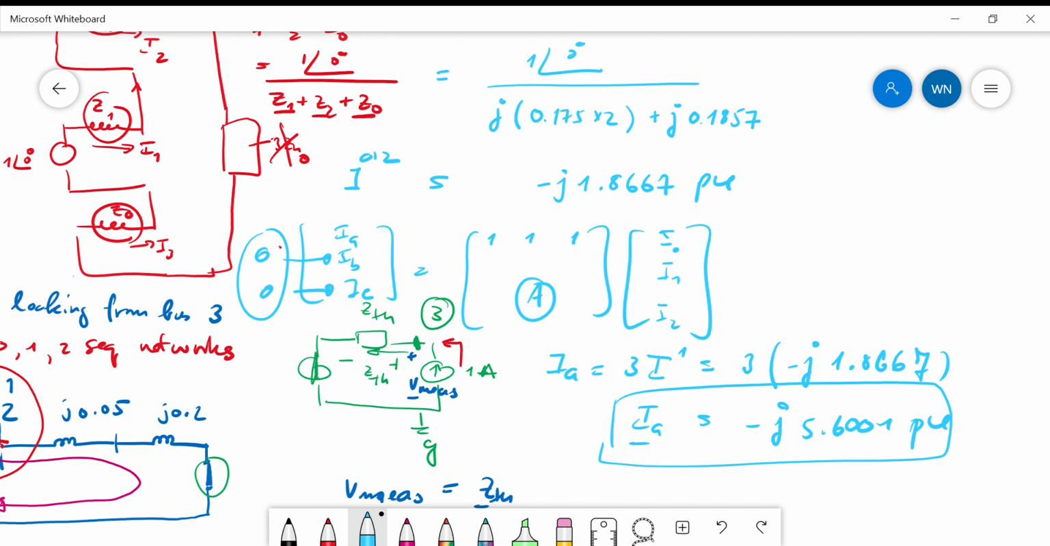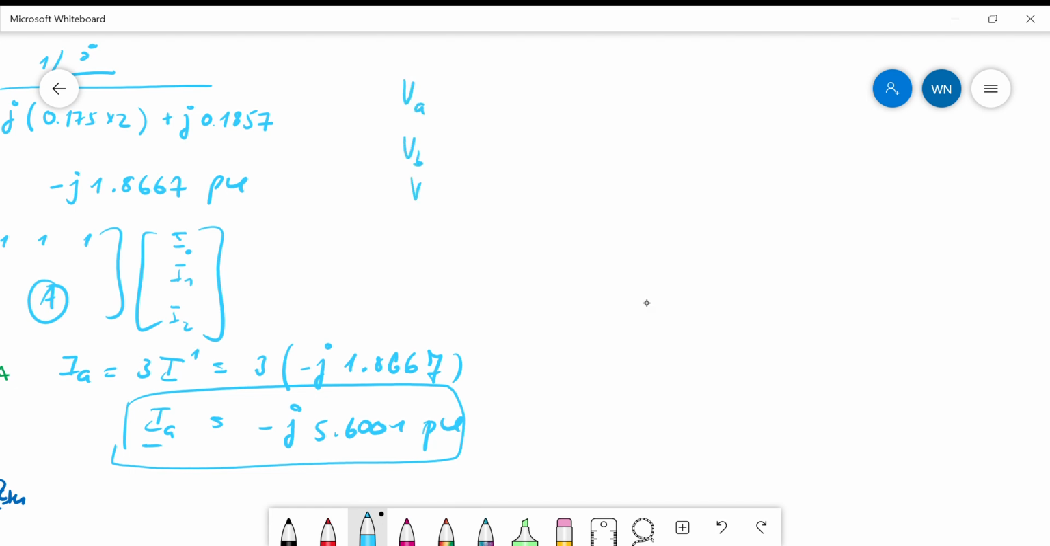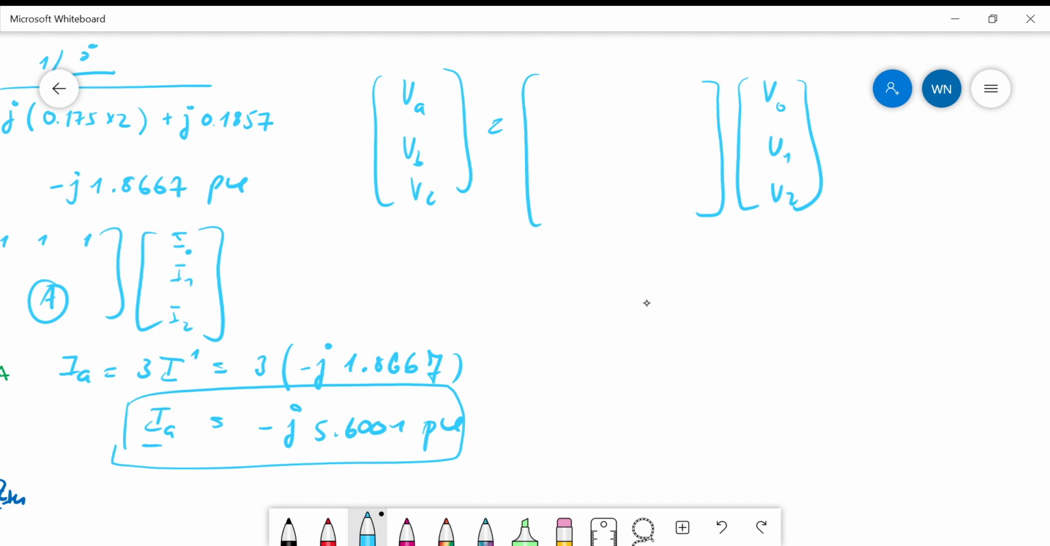Now, the problem also asks you to compute the voltage. It's not that difficult. You just need to remember this, because you want to find the VA, VB, and VC. VA, VB, VC can be computed from the A matrix multiplied with the V0, V1, V2. This is the voltage in the sequence quantities. This is the matrix 1, 1, 1, 1, A square, and remember A is 1 with the angle of 120 degrees.